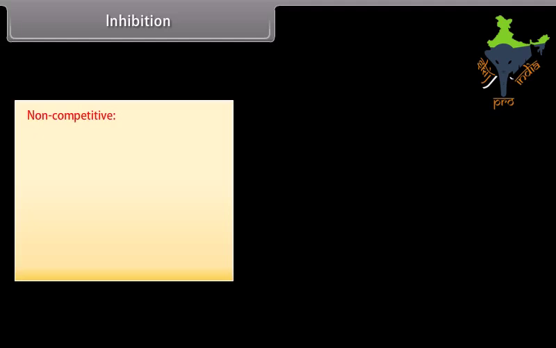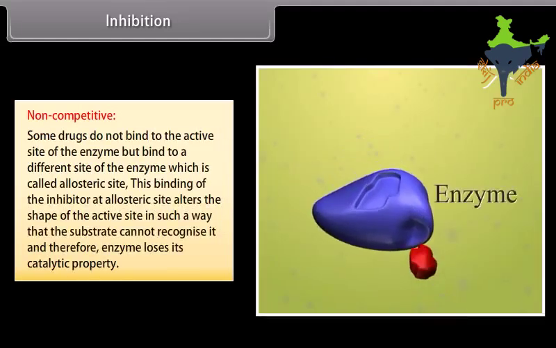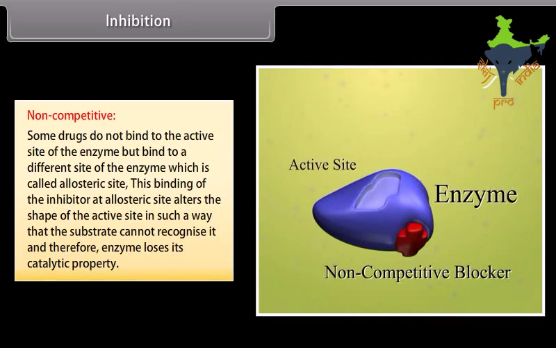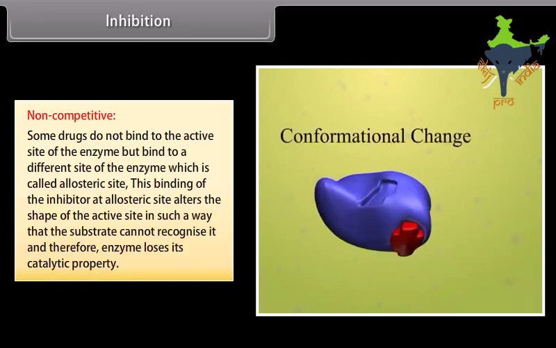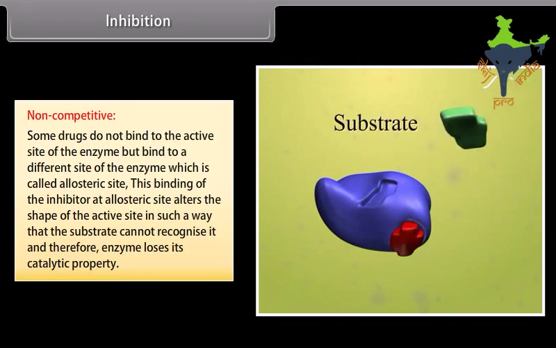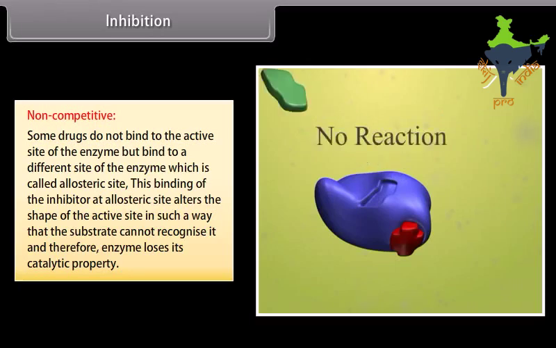Non-competitive. Some drugs do not bind to the active site of the enzyme but bind to a different site of the enzyme, which is called allosteric site. This binding of the inhibitor at allosteric site alters the shape of the active site in such a way that the substrate cannot recognize it and therefore enzyme loses its catalytic property.